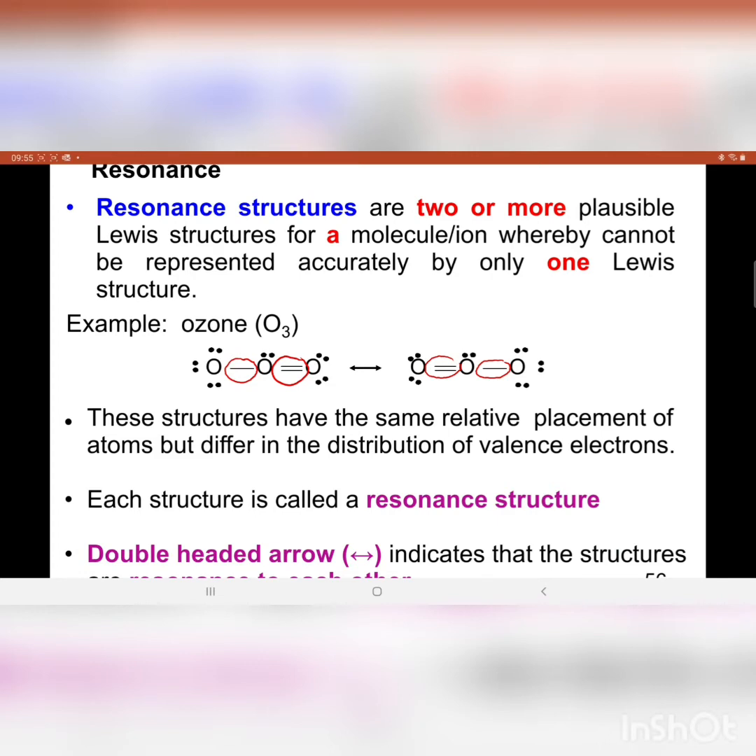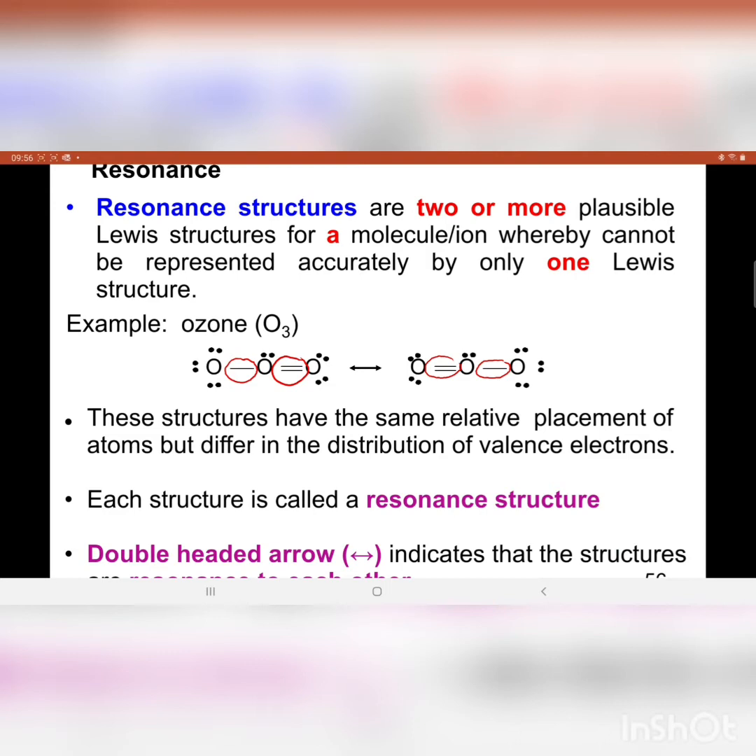In this video we are going to discuss resonance. Resonance structures are two or more plausible Lewis structures for a molecule or ion that cannot be represented accurately by only one Lewis structure. We have an example of O3 here.